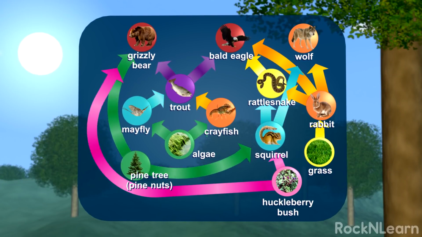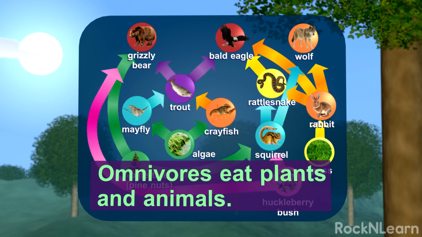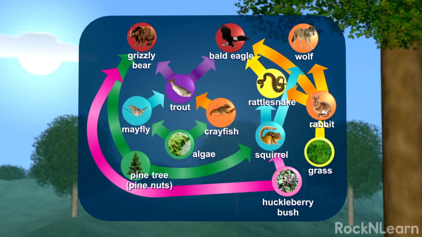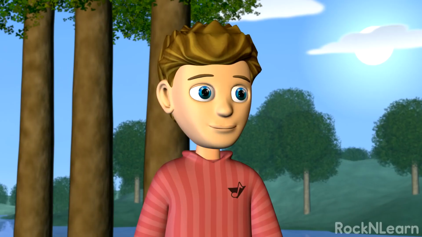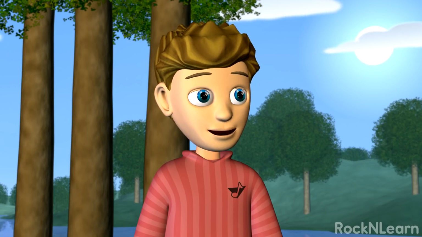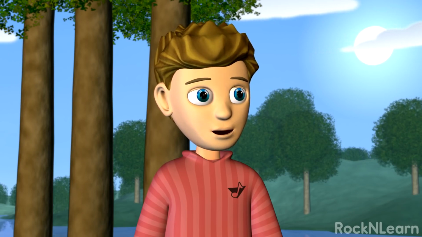Some animals, like humans, may even eat plants and animals. Organisms that eat both plants and animals are called omnivores. Can you tell which of the animals in this food web are omnivores? Let's see. Something that eats both plants and animals.